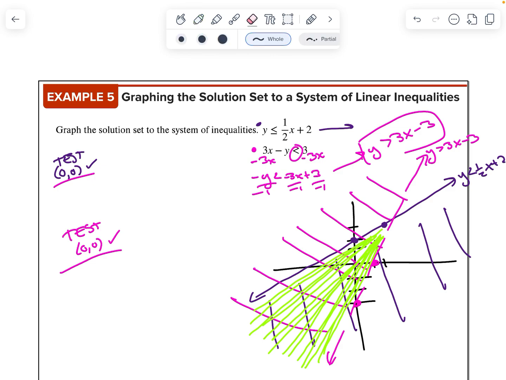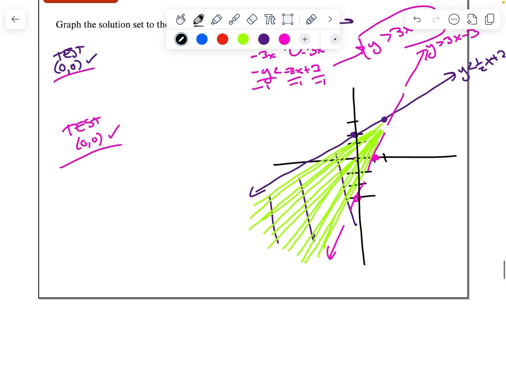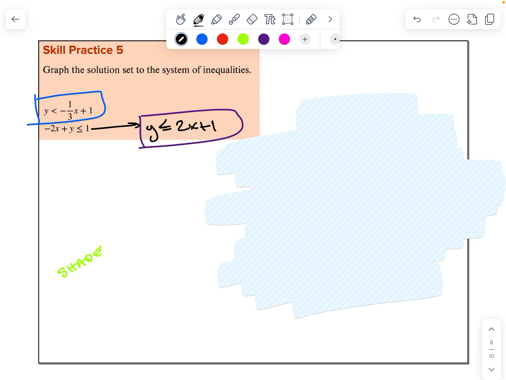I can go back now and I can erase all of my pink shading, and I can erase all of my purple shading and just leave the one that had both. So we want points that work for both inequalities. This is a system of inequalities. Take a second and see what you can do with this one.